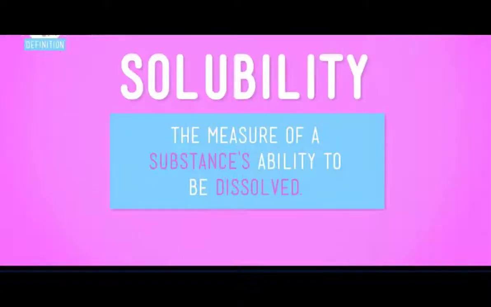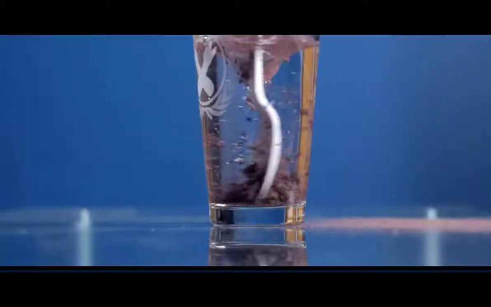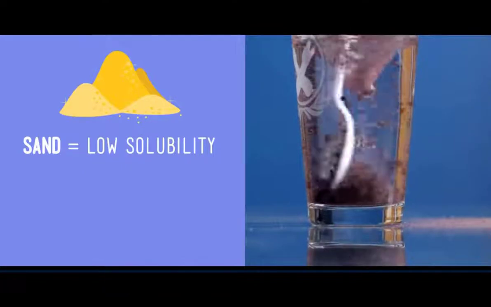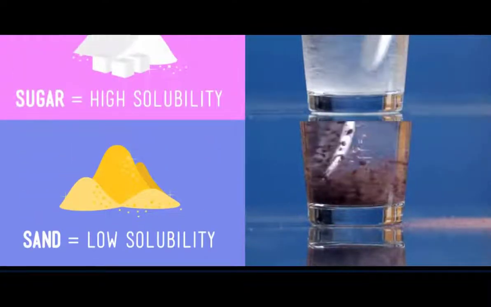But not all substances dissolve easily into other substances. The ability of something to be dissolved is called its solubility. Sand doesn't dissolve in water, for instance, so we say it has low solubility in water. But sugar dissolves pretty easily, so sugar has high solubility in water.